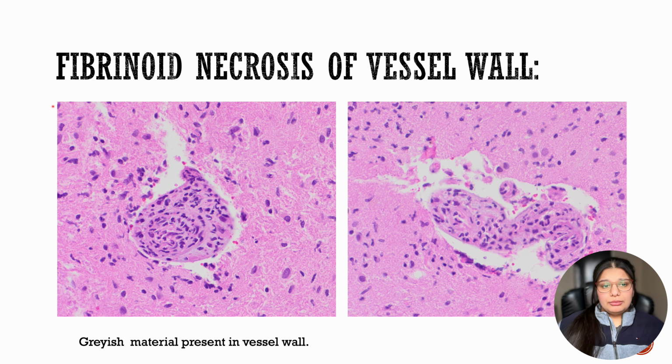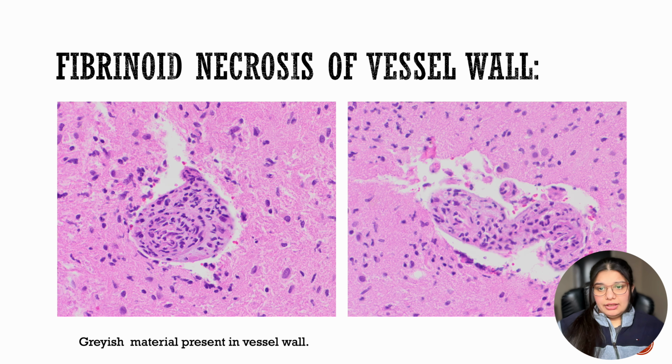A third important finding is that it can cause fibrinoid necrosis of the vessel wall, and this is how it would look under the microscope, as seen in this patient. See, this is a vessel and we see this grayish material within it, and here also we see this grayish material. This is basically due to the fibrinoid necrosis, and that is an important finding here.